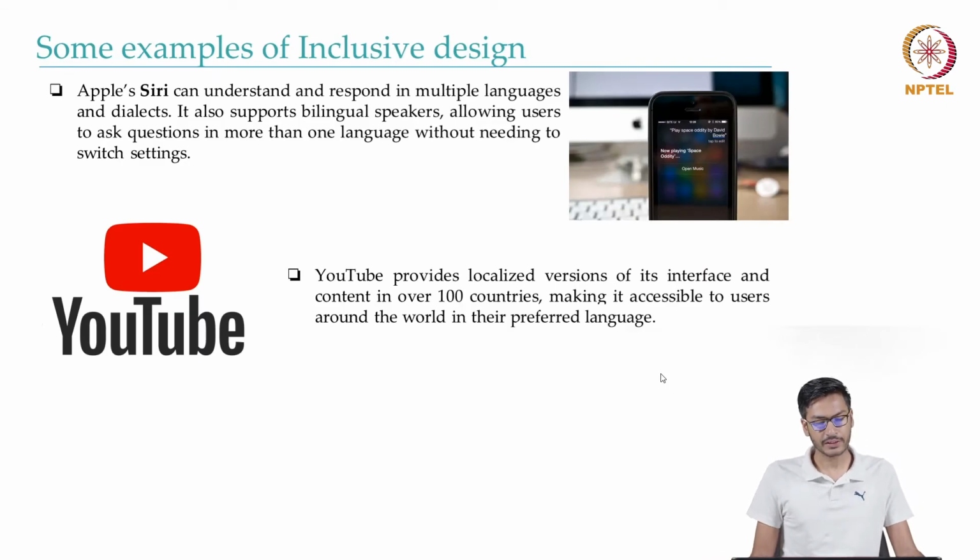Another great example of an inclusive design is Apple's Siri. It can understand and respond in multiple languages and dialects. Also supporting bilingual speakers, it allows users to ask questions in more than one language without needing to switch any settings. This promotes inclusivity irrespective of users' linguistic abilities. YouTube also provides localized versions of its interface and content in over 100 countries, making it accessible to users throughout the world in their preferred language.